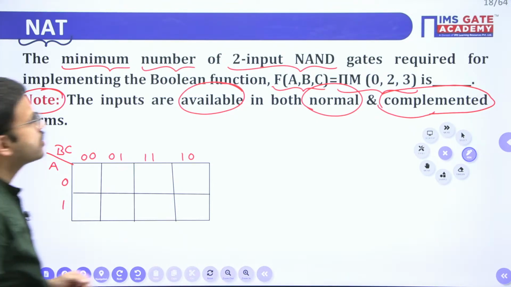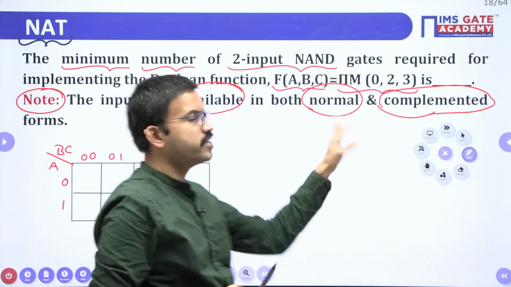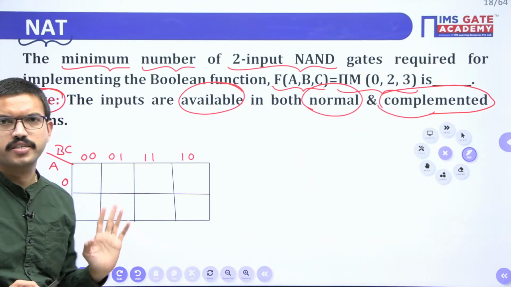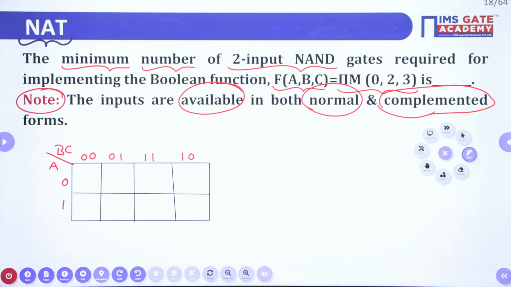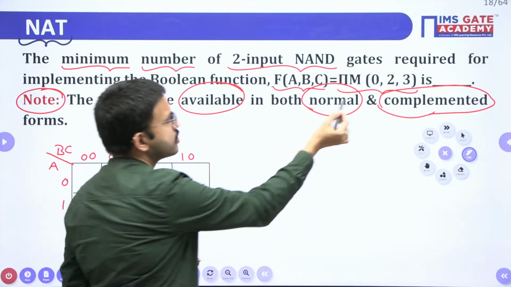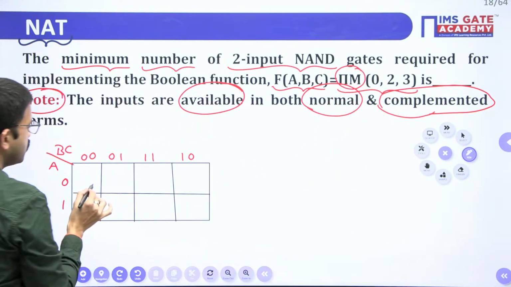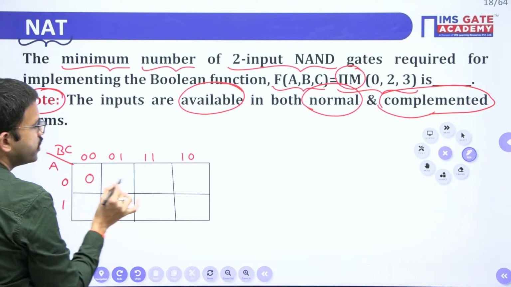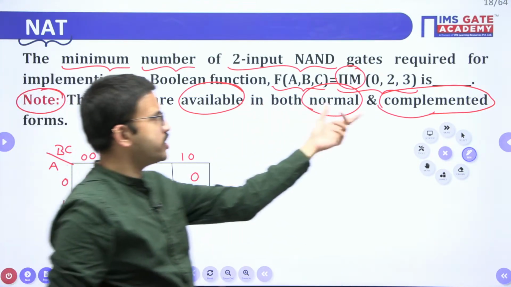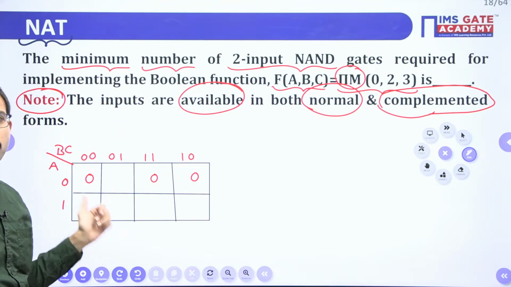Yeah, so here they have mentioned the inputs are available in both normal and complemented forms. So if you are getting complement form, you don't require any logic gate. Okay. So here the given function is pi capital M 0 to 3. That means 0, 1, 2, 3. They have given the max terms notation. That means in the respective positions you have to place the zeros.